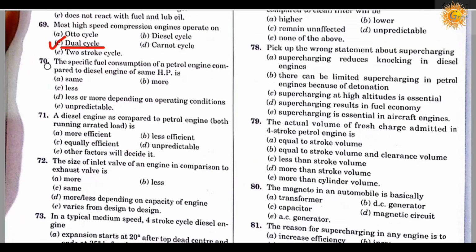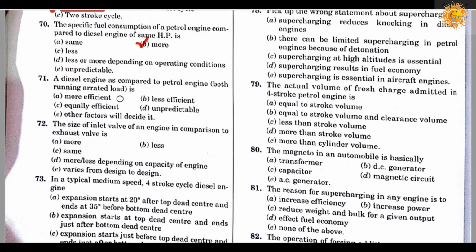Question number 70. The specific fuel consumption of a petrol engine compared to a diesel engine of the same horsepower is: option A, same; option B, more; option C, less; option D, less or more depending on operating condition; option E, unpredictable. Correct answer is B, it will be more.